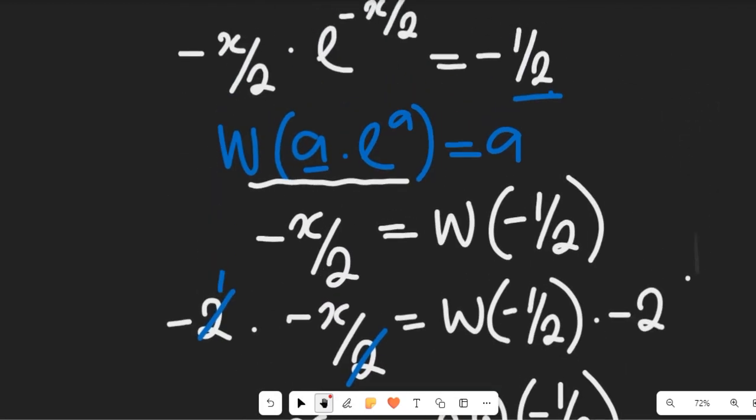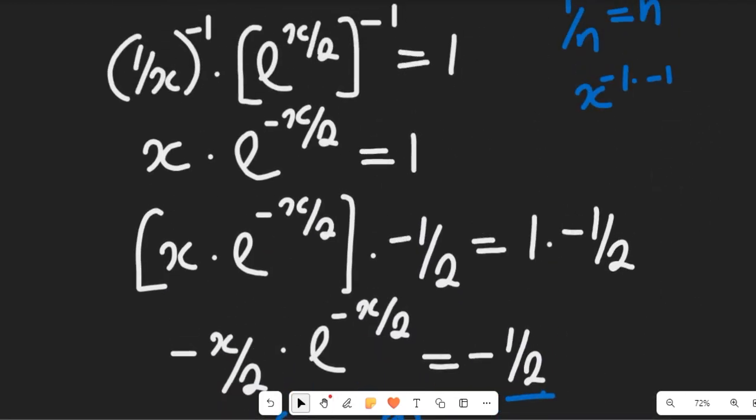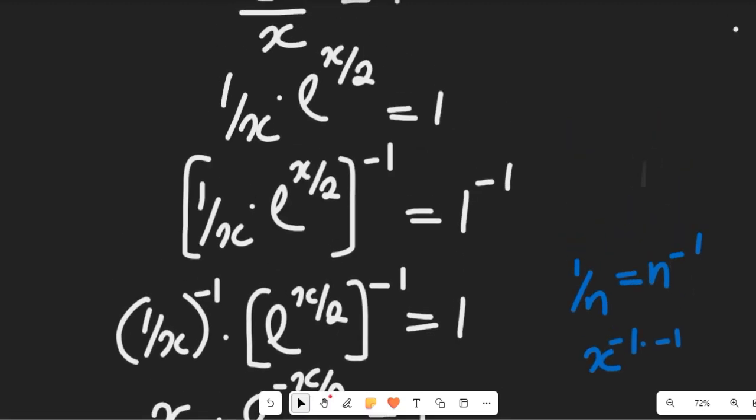Now if you look at this solution very well, you see how we utilize the Lambert W function in solving this math question.